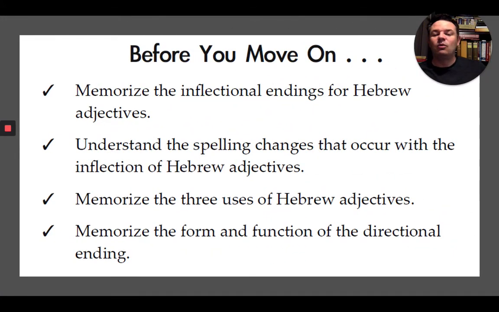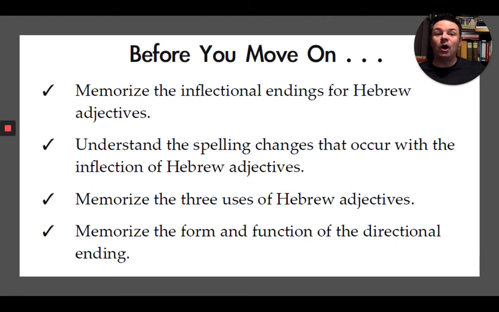Again, we're learning a lot of new concepts, and they're probably all coming in, and it feels like there's a lot of them. Take them one at a time, master one at a time, and you'll be okay. So before you move on, memorize those inflectional endings, at least being able to recognize them. You don't have to reproduce them from scratch, but memorize them. And if you know them for nouns, then you'll be good.